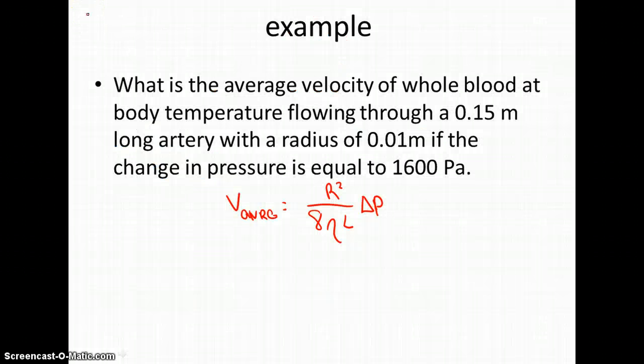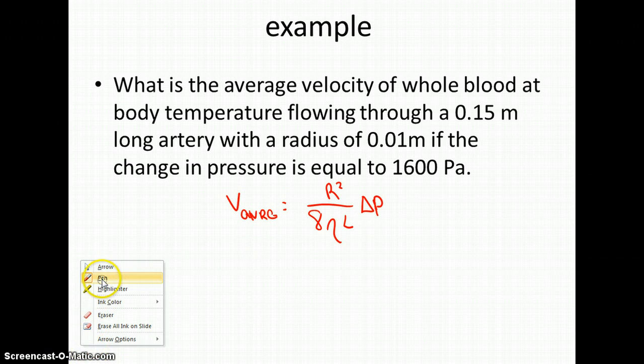All right, a really great example of why we would need to know the change in pressure, why we would need to know the velocity of a liquid, is blood in our own bodies. So I've got this example for you. What is the average velocity of whole blood at body temperature flowing through a 15 centimeter long artery that has a radius of 1 centimeter if the change in pressure is equal to 1600 pascals? What I'm trying to find is the average velocity of that blood. So let's go ahead and do that.